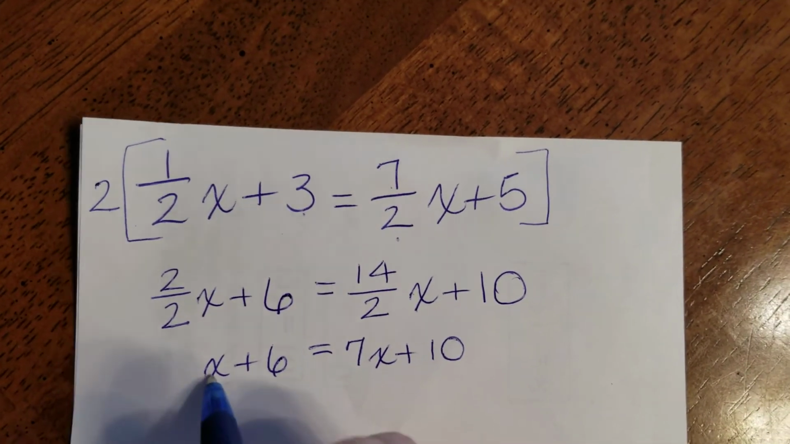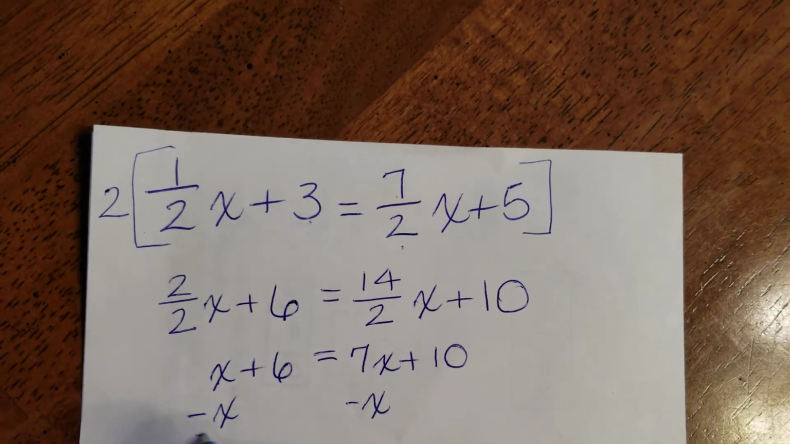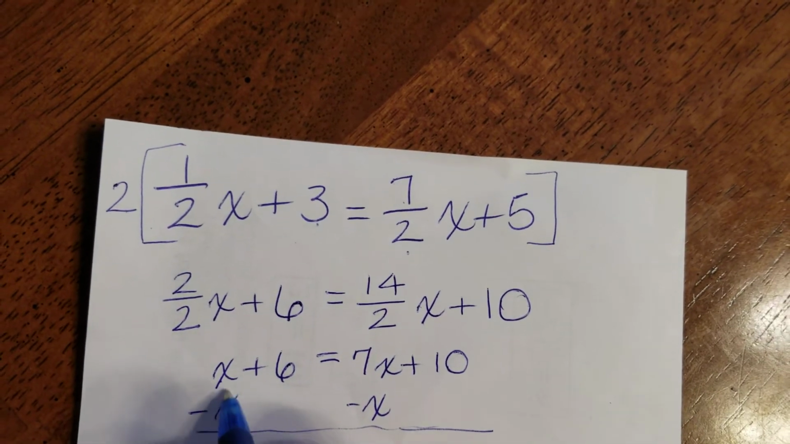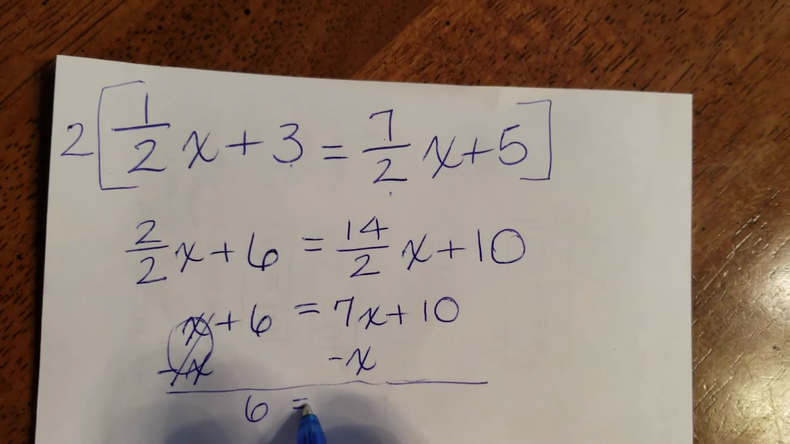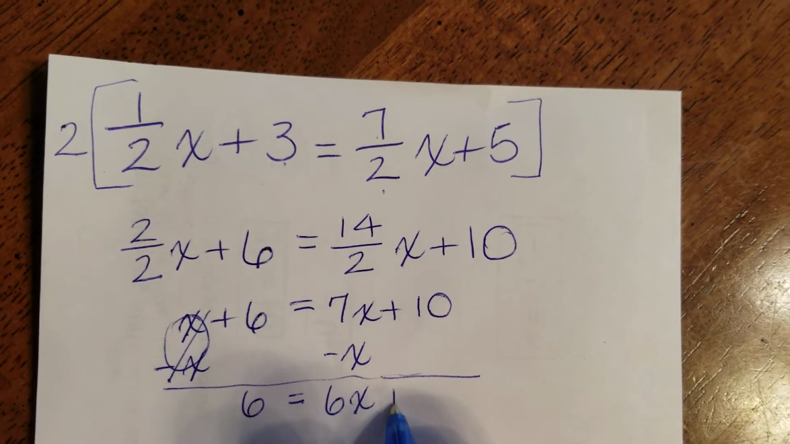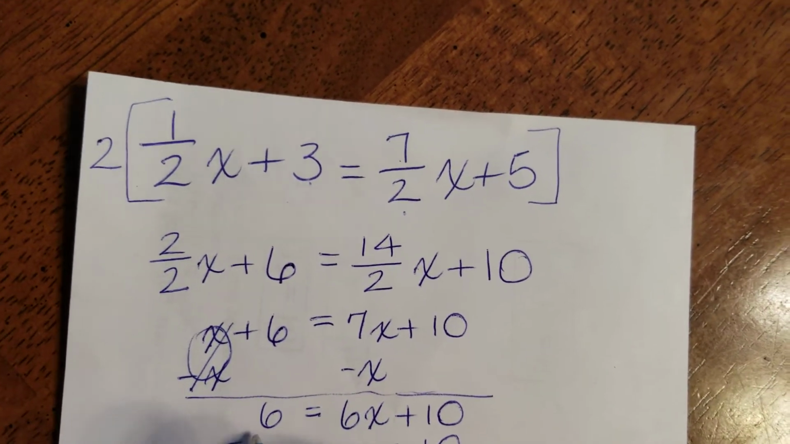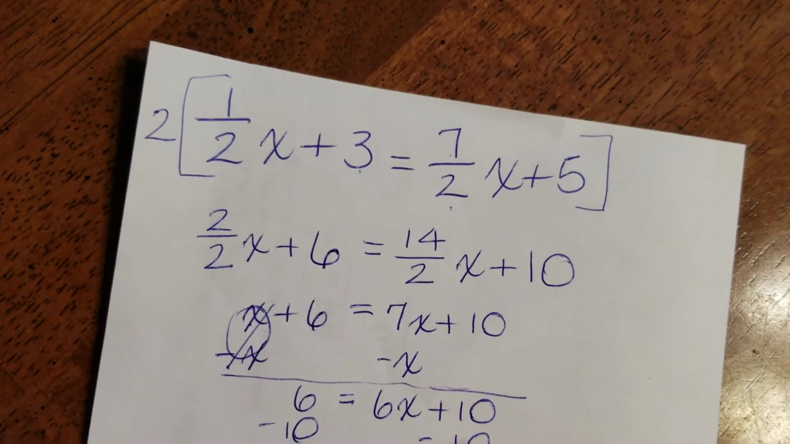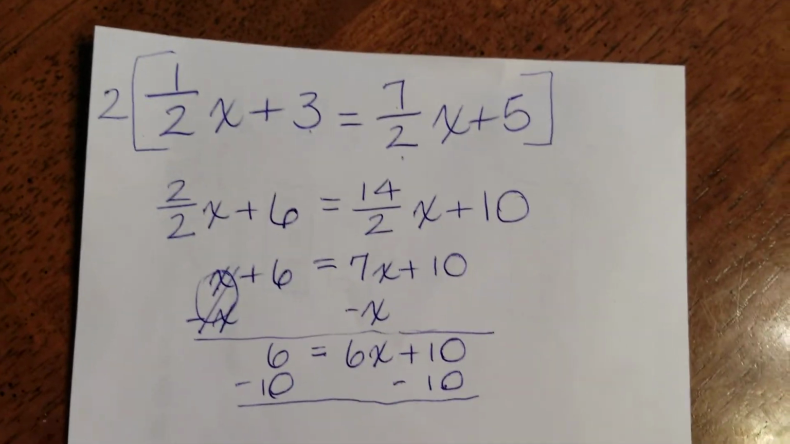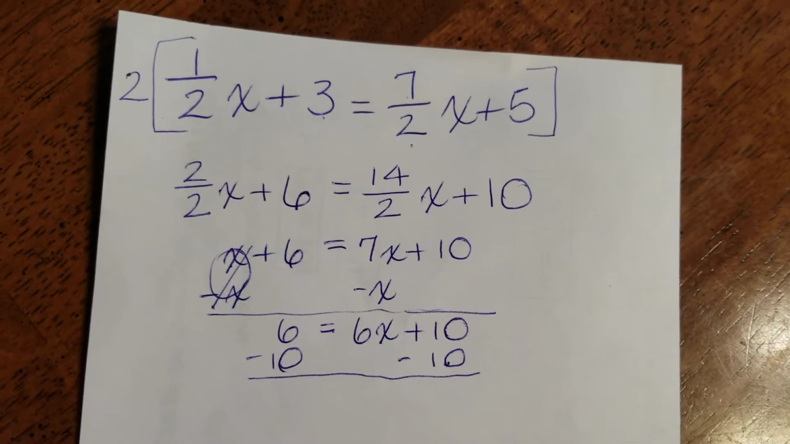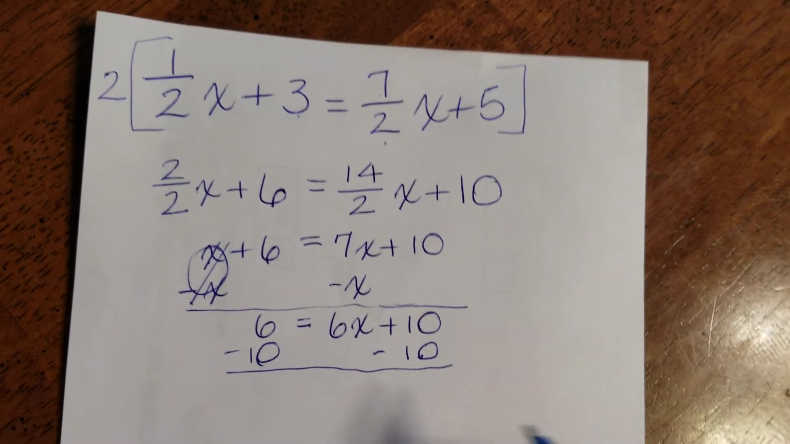Now we can take an x from both sides. So now this gives us 0. So now we have 6 is equal to 6x plus 10. Now we can take 10 from this side and 10 from this side. If you want, you can stop the video anytime during this solution and go on and finish it on your own, and then play it again to make sure that you've done it correctly.